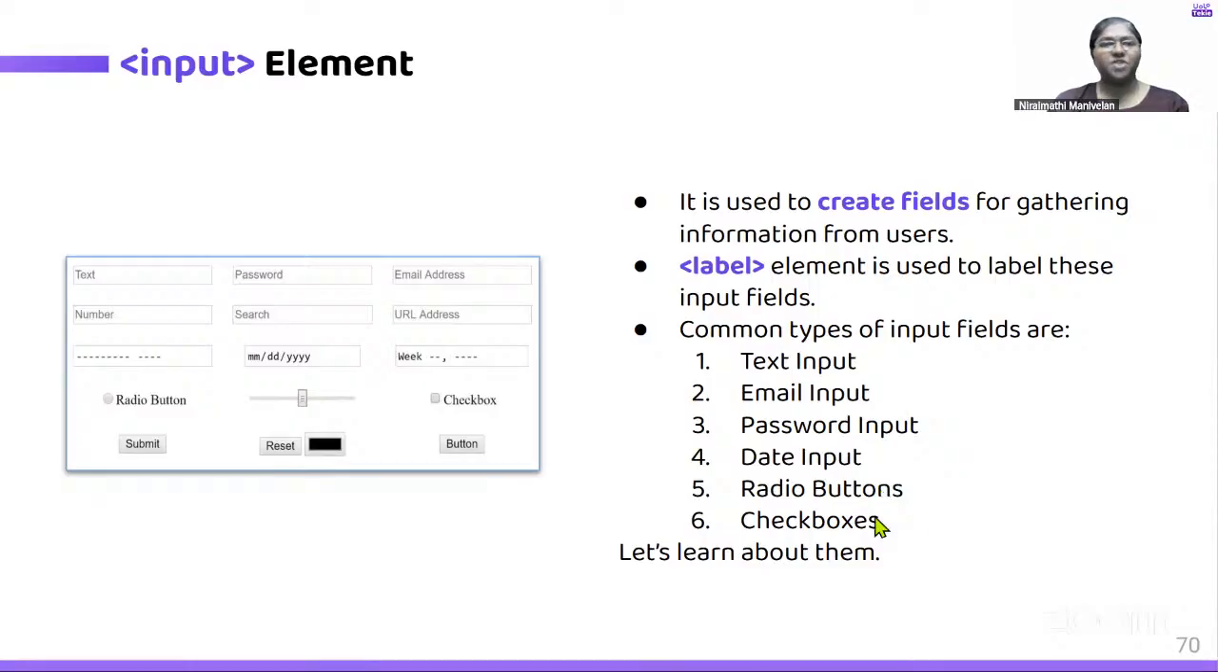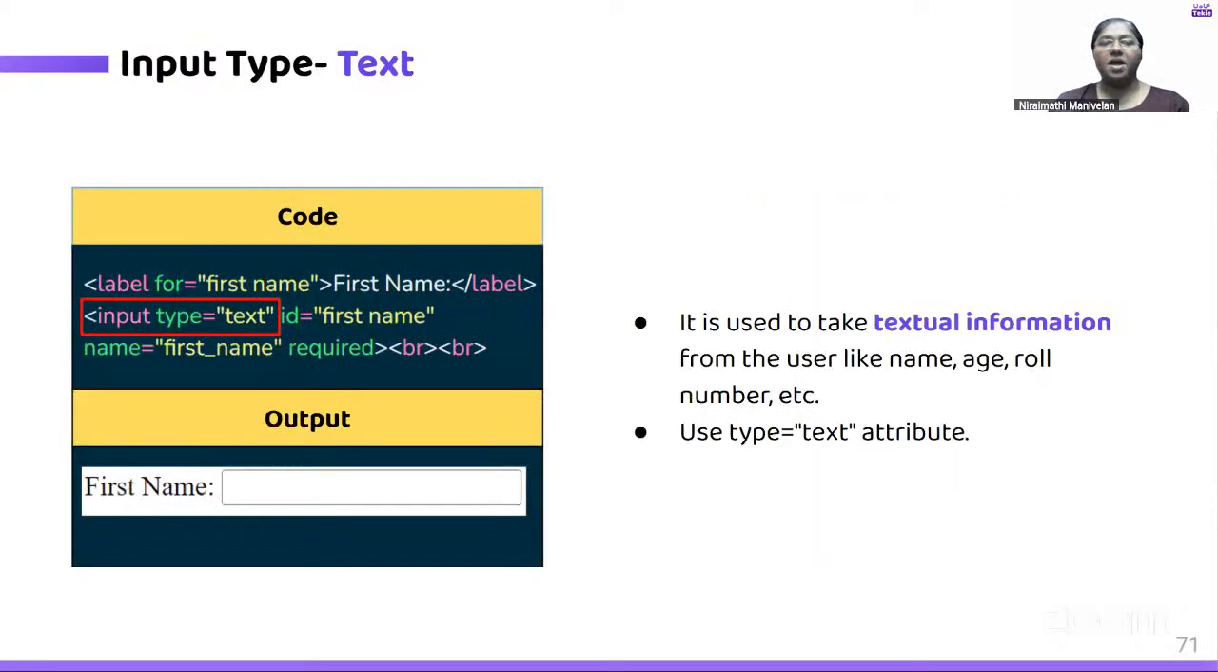Then checkboxes. If the student has multiple interests like music, movies, sports, like that, then we can use the checkboxes. So let's learn about all these types of inputs one by one, and we will create the form in our HTML. First is the textual information for getting the name, age, roll number, everything. So the type is text attribute. It's textual information. For everything, we have a format or syntax that I'll be showing you and you can follow it.